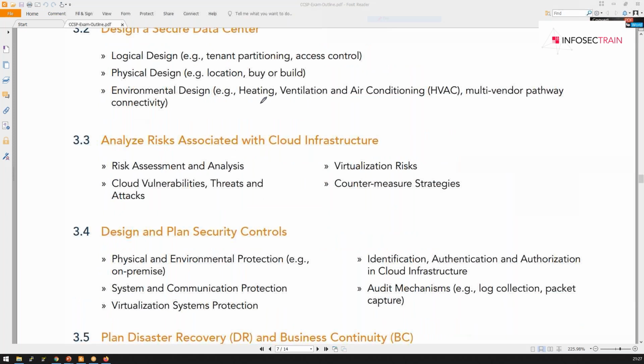This is a very important question most people ask: analyze the risk associated with the cloud infrastructure. Team, my question here is, you know that on-premises you have a lot of risk. You're moving to the cloud platform. When you move to a cloud platform, will the risk increase or decrease? Definitely the cloud risk will increase. Don't forget, when you go to a cloud platform, the risk will always increase.